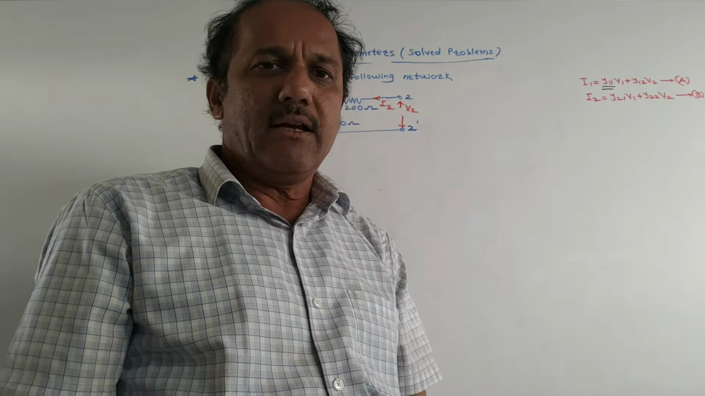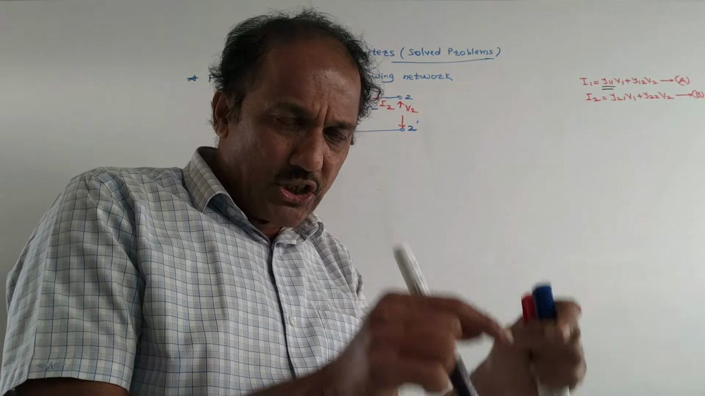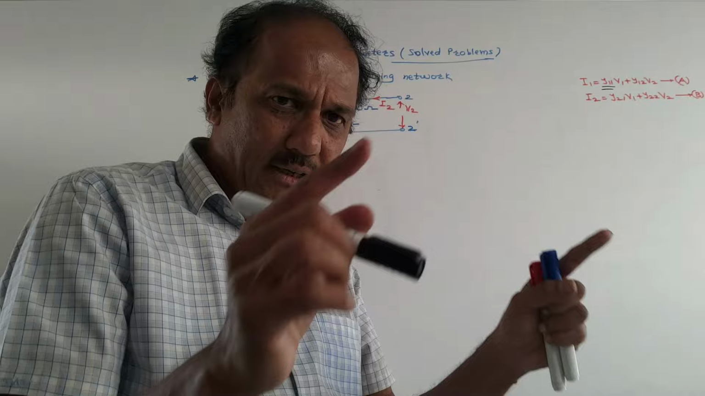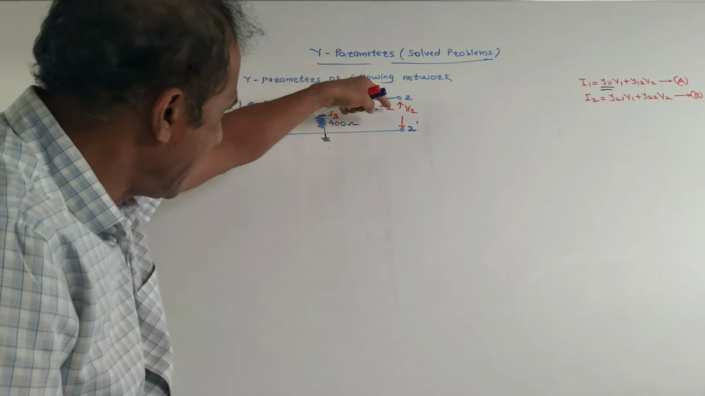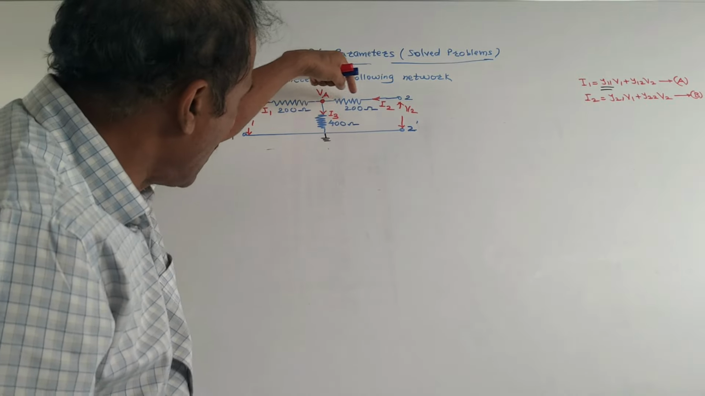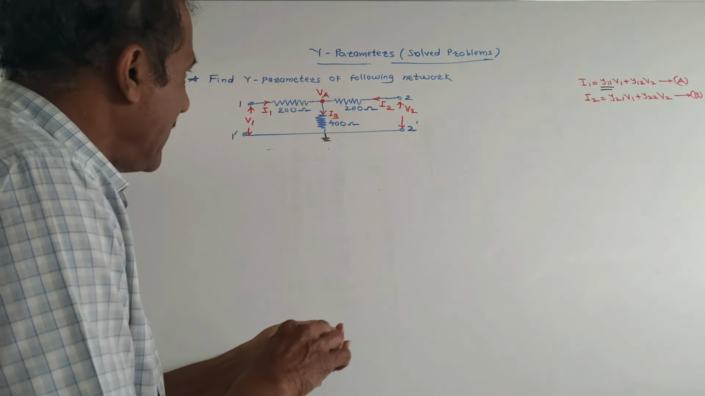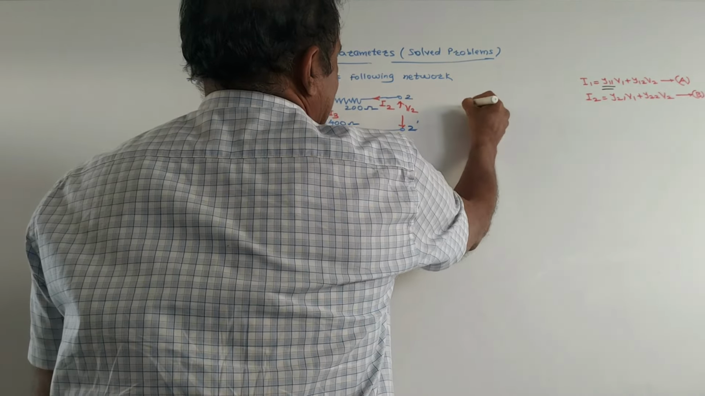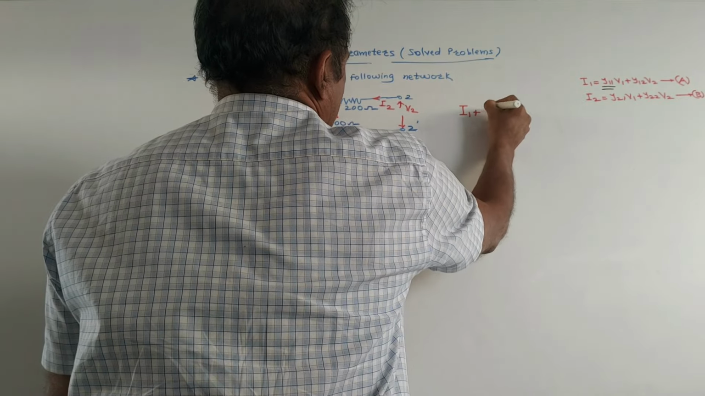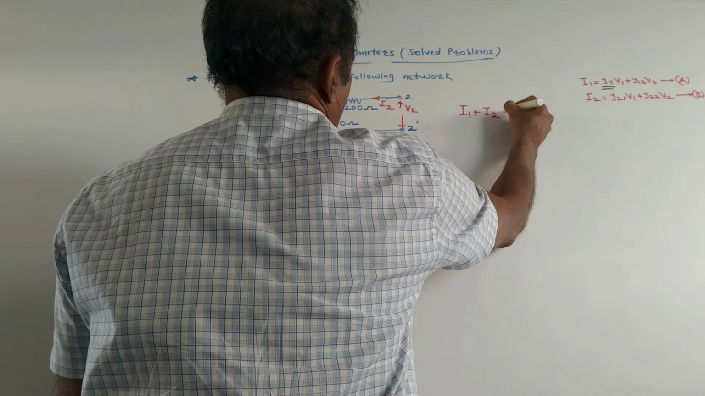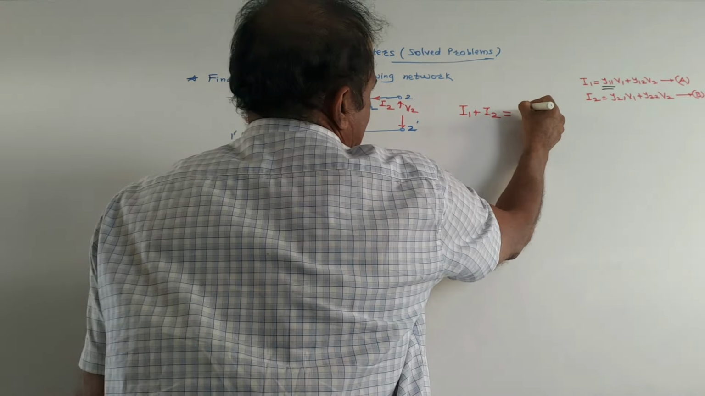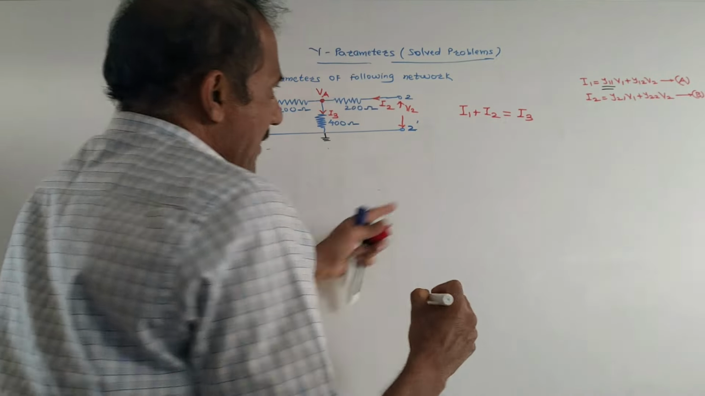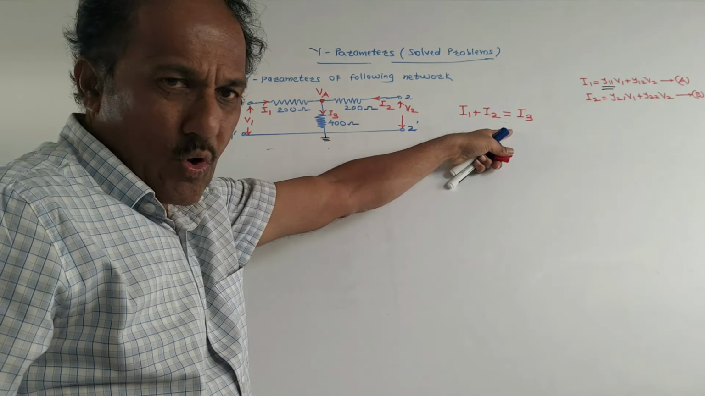According to KCL, at any junction or at any node, summation of incoming currents is equal to summation of outgoing currents. Look at the diagram. I1 and I2 are moving towards terminal VA. So I will write these as incoming currents, that means the equation will be I1 plus I2 is equal to the outgoing current from this node, which is current I3. So it becomes I1 plus I2 is equal to I3.